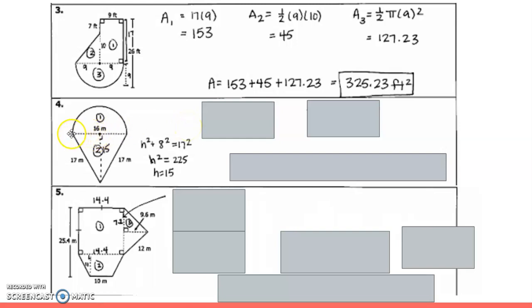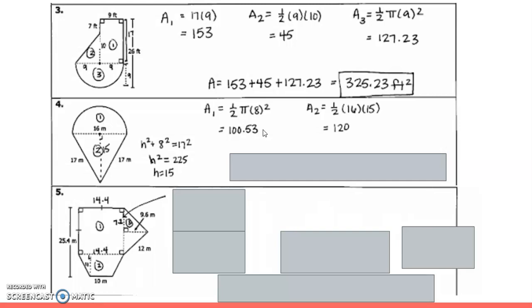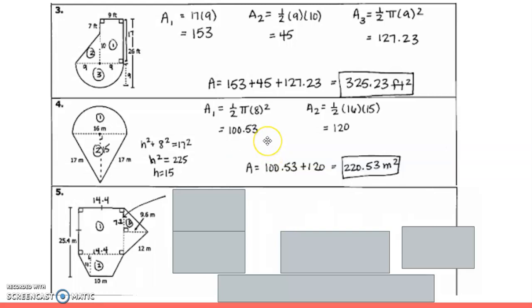16 in this picture is referring to our whole diameter. So if we're looking at just part of our triangle, our right triangle, then 8 is one piece of that. That gave us that our height is 15, and we can use that to find the area of the triangle. And the area of the triangle is going to be 120. We're also going to find the area of the semicircle by cutting our area in half, and then we'll add those together.